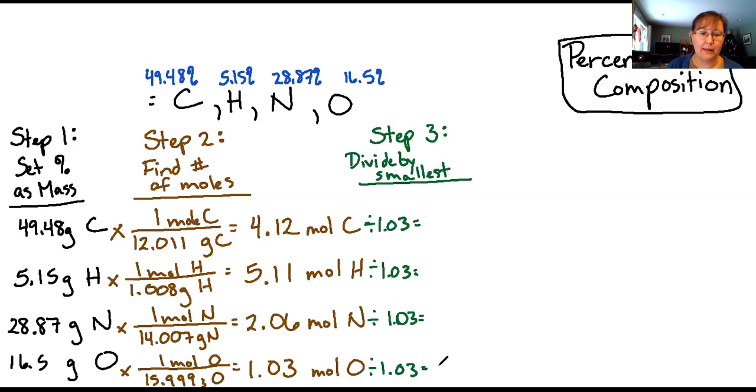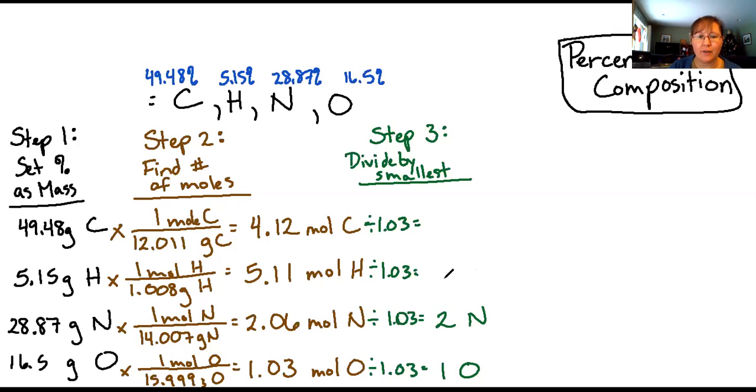And here I see that this one will be 1. And I'm going to go ahead and put the oxygen there. So I have 1 oxygen. Now 2.06 moles of nitrogen divided by 1.03 would be 2 moles of nitrogen. Now I can't do this in my head. Well, I probably could, but 5.11 divided by 1.03. Okay, I get 4.96.